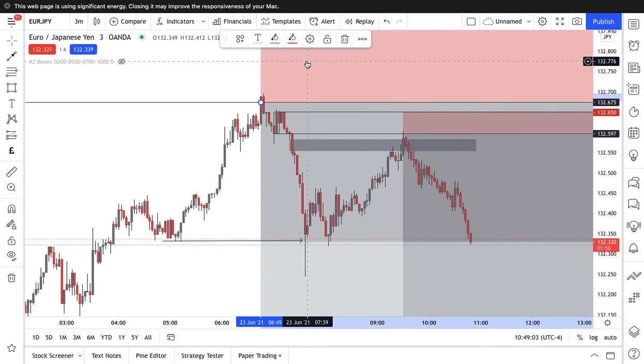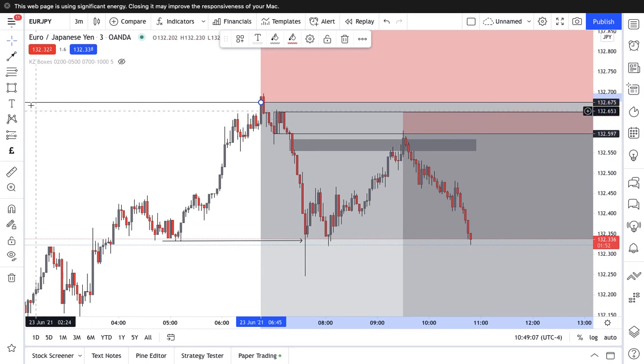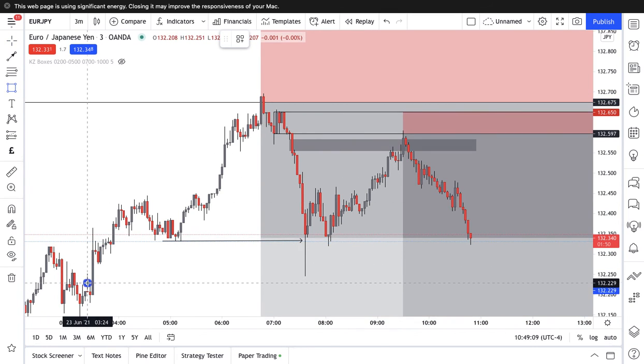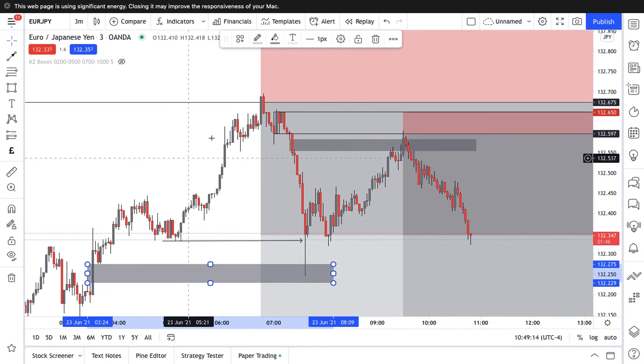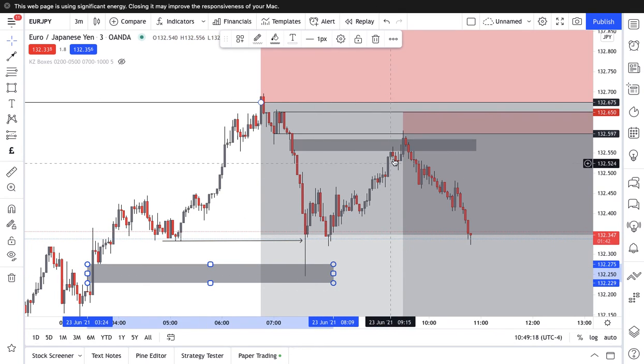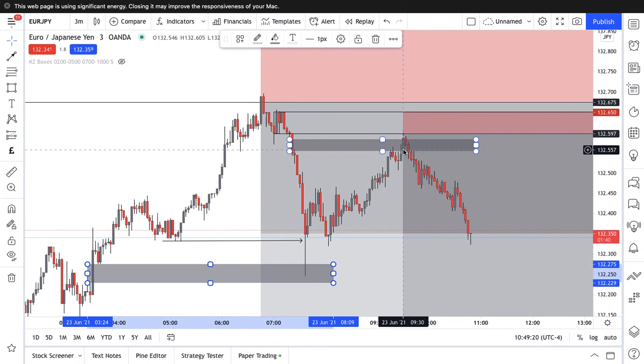Now, I hope that makes sense. What do we have here? Imbalance. This wick and this wick don't meet. But what happened at this point here? Price pulls back to fill in that imbalance to then continue the move over. I hope that was fairly straightforward, guys.